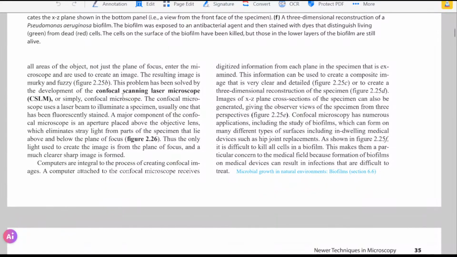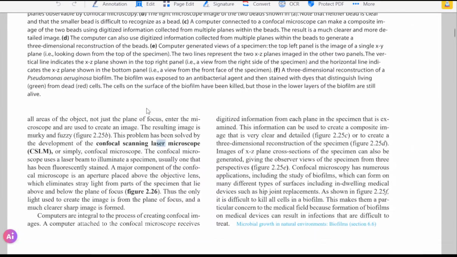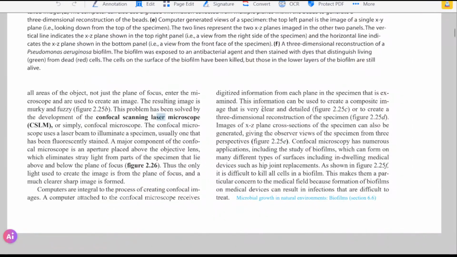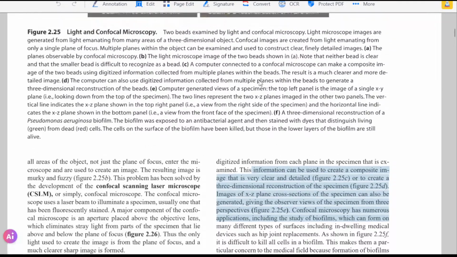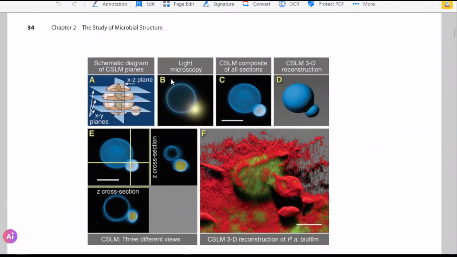Now this is the confocal scanning laser microscope. Why is it a laser microscope? Because the source of light that is used is this scanning laser. Now look at this. In this diagram they are explaining to us what's happening.